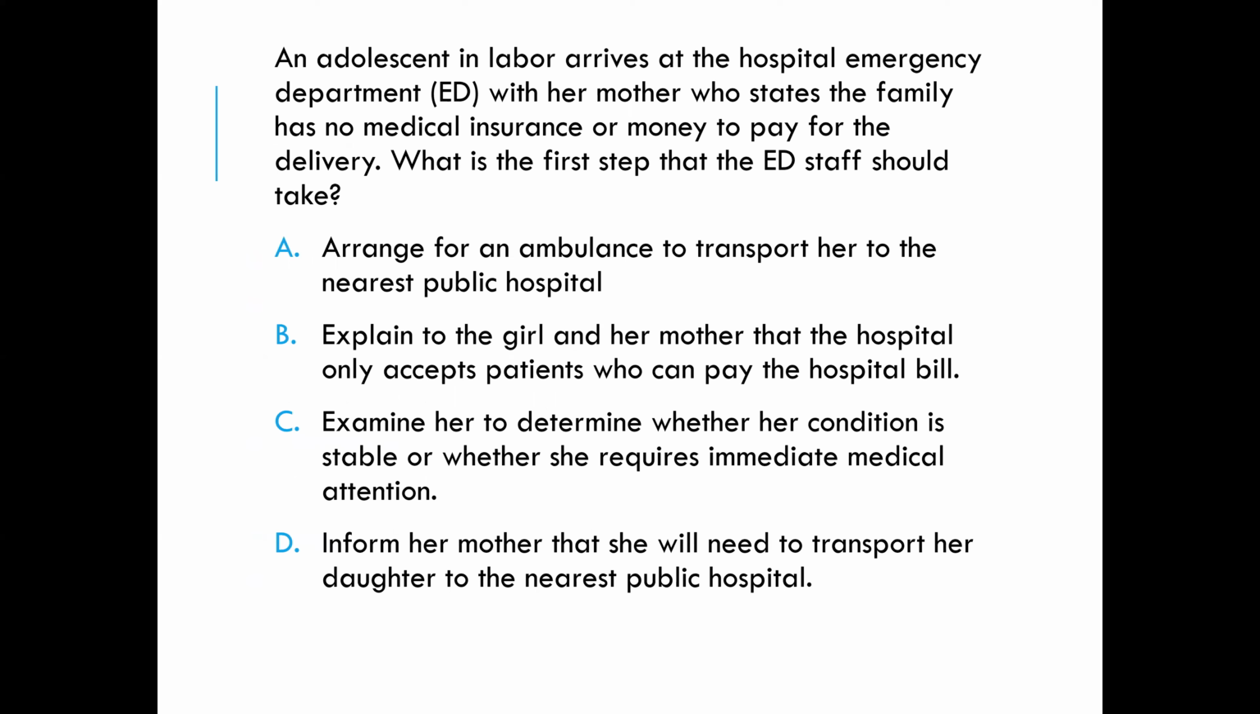And then another question here. An adolescent in labor arrives at the hospital emergency department with her mother, who states the family has no medical insurance or money to pay for the delivery. What is the first step that the ED staff should take? A, arrange for an ambulance to transport her to the nearest public hospital? B, explain to the girl and her mother that the hospital only accepts patients who can pay their hospital bill? C, examine her and determine whether her condition is stable or whether she requires immediate medical attention? Or D, inform her that she will need to transport her daughter to the nearest public hospital?